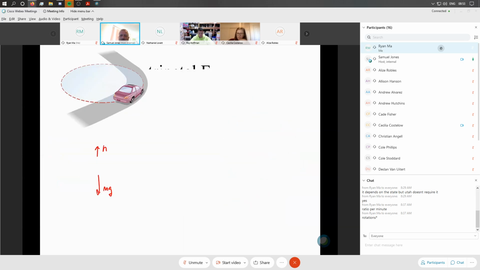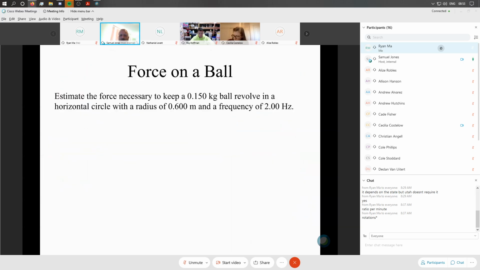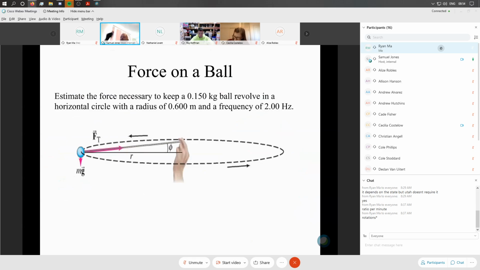Okay. So let's do one more example. Let's say I have a ball, I tie it on a string, and I'm spinning it over my head like this. And I give you the mass of the ball, I give you the radius of the string, and the frequency. We'll deal with those later. What is the actual force that keeps this ball in circular motion?